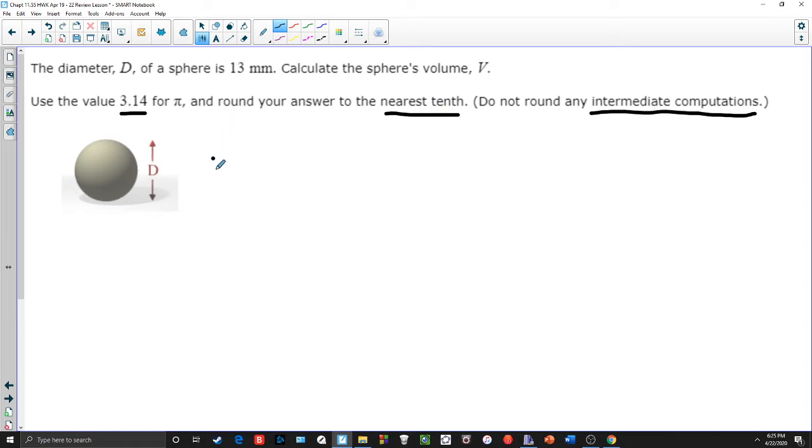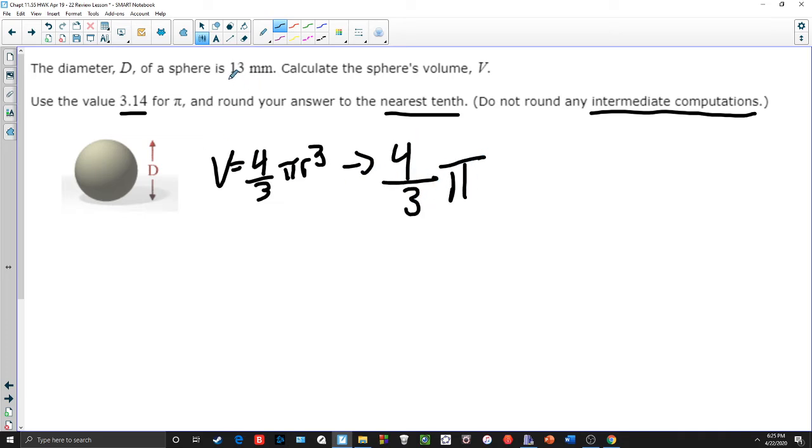So our volume of a sphere, if you don't remember, is 4/3 pi r cubed. So in this case here it'd be 4/3 pi. And then if the diameter is 13, we have to cut 13 in half. And we get 6.5. And that's going to be my r cubed number. So 6.5, because again, I want the radius, not the diameter.